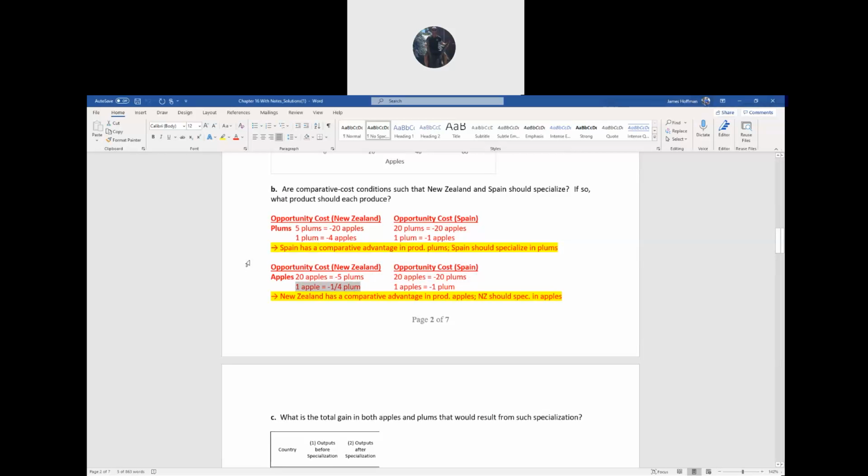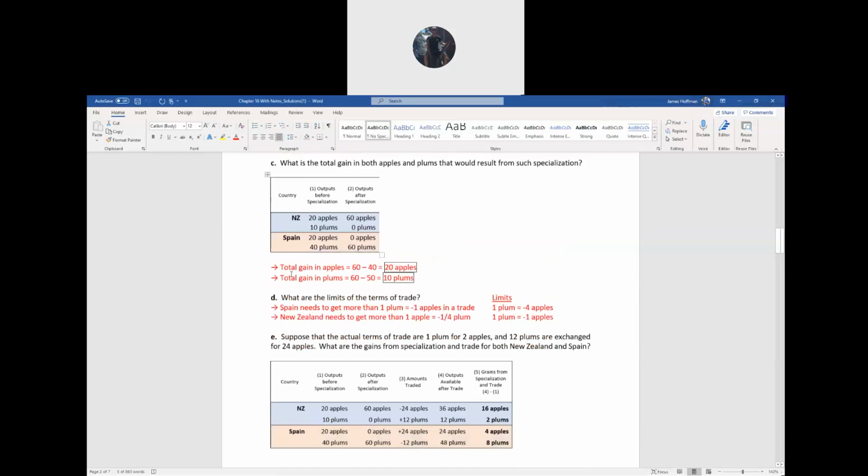It's a little confusing, I think, but I'm just trying to show you that to determine a trade that's going to benefit both countries, you have to find out what they're initially giving up, and you've got to find a trade that benefits both of them by giving them more than their initial domestic opportunity costs, because otherwise it wouldn't do them any good. Okay, so New Zealand needs at least a fourth of a plum for an apple, and that's stated here.